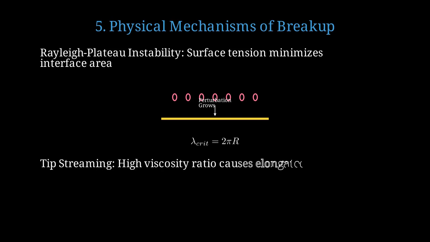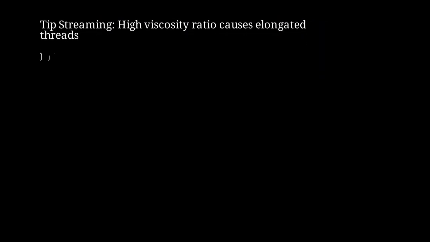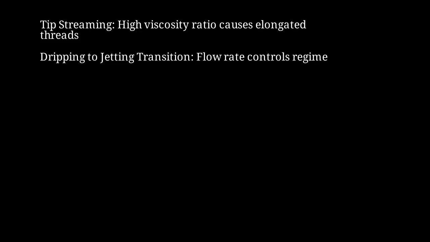At high viscosity ratios, we observe tip streaming, where elongated threads are continuously pulled from the dispersed phase droplets. As we increase flow rates, the system transitions from a dripping regime, where droplets form quasi-statically, to a jetting regime with continuous thread extension.